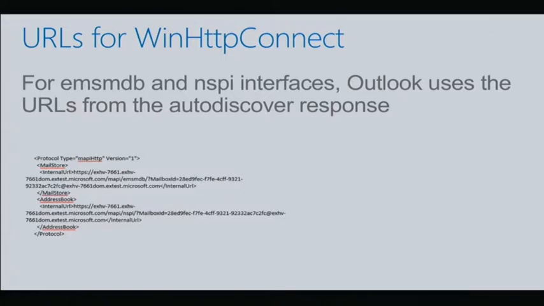So where do we get the URLs for the calls? Joe already mentioned that. It comes back from the autodiscover response. That's a sample autodiscover response we get back from the server. This one just shows the internal URLs, but you may get back an internal and external URL for the mail store and for the address book separately. Currently Outlook tries hitting the internal URL first, and if that fails, we fall back to the external.